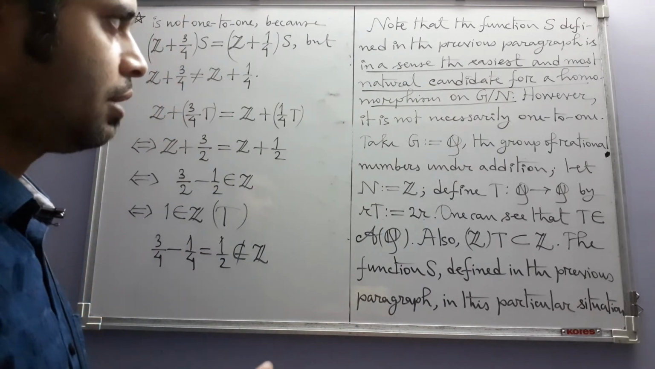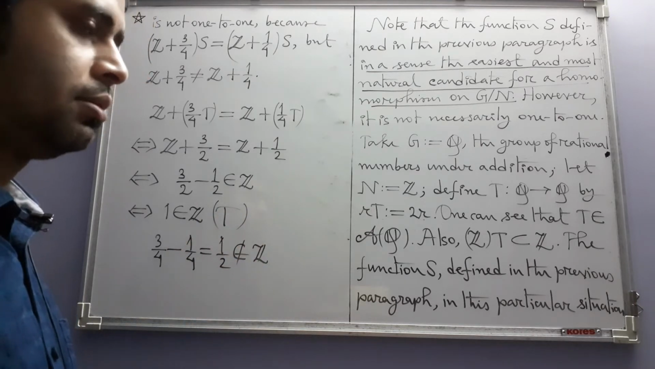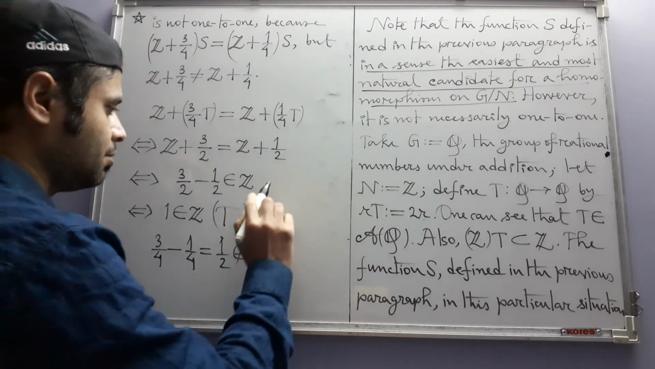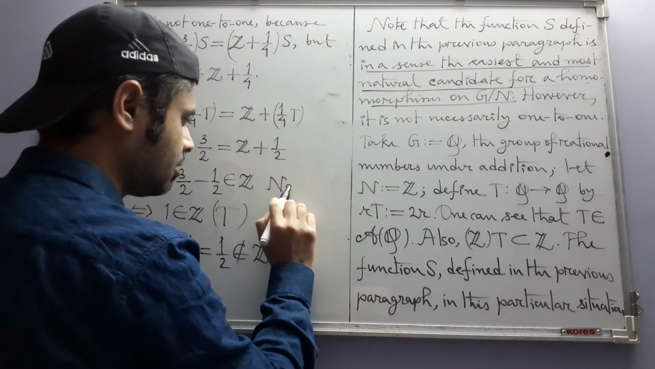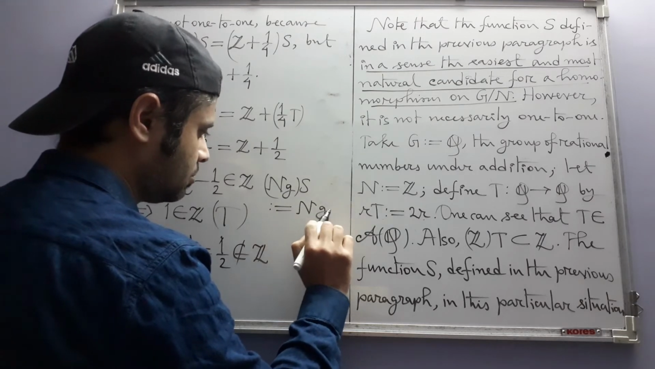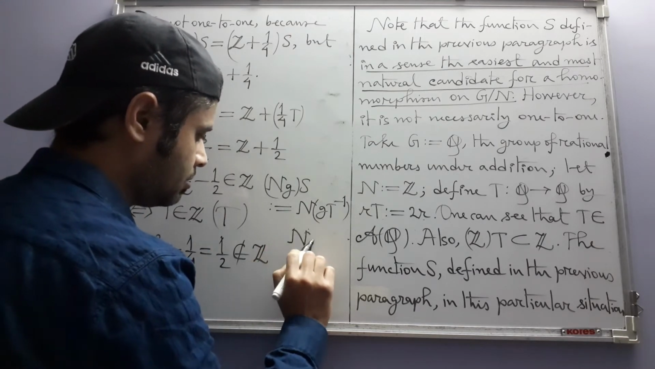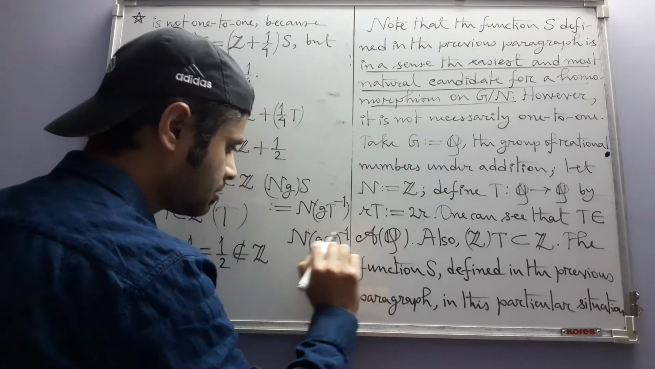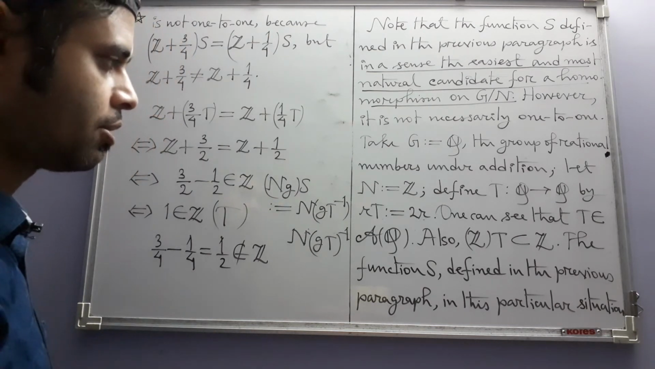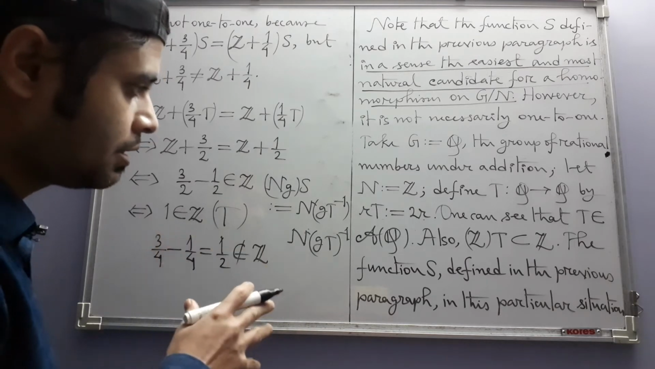Maybe there is another more natural way of defining S using maybe not T but something else that involves T, maybe T inverse. Maybe one can define S like this. I don't know, I have not gone through this other possibility, G T inverse, or maybe one can define N G T inverse. Maybe one of these things will work, will give us a homomorphism that is not only 1 to 1 but onto, thus an automorphism of G by N. But the present S is not working.